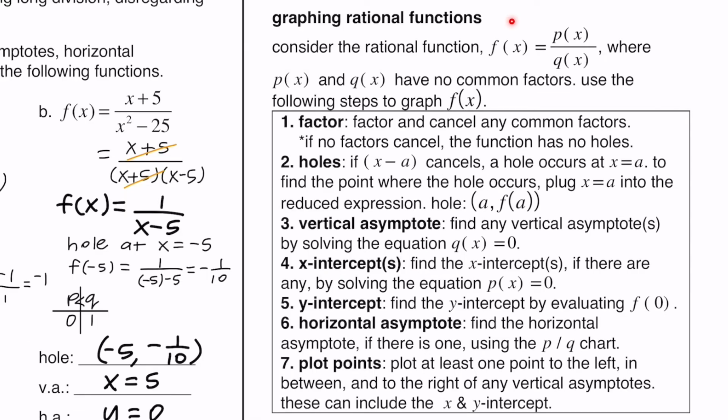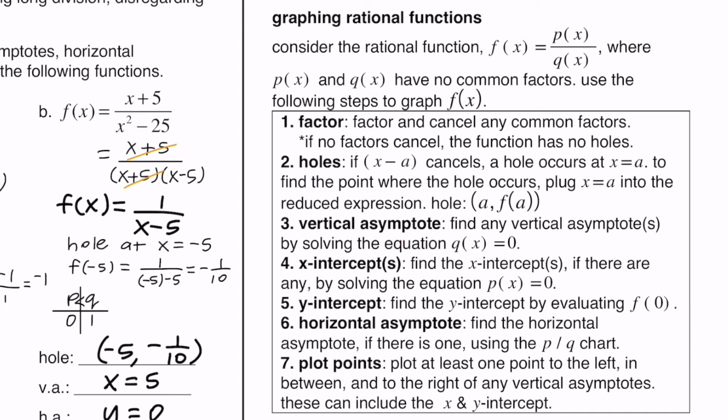Here are some tips when we finally graph an actual rational function. It says to consider the rational function where p and q have no common factors. So step 1, what we're going to do is take the original problem, factor the numerator and denominator, and then cancel any common factors. If no factors cancel, then the function has no holes. If you have any factors that do cancel, then to find the hole, if it's x minus a, then the hole is going to occur at x equals a. And then you take that value, plug it into the reduced expression, and that will give you the points for the hole.